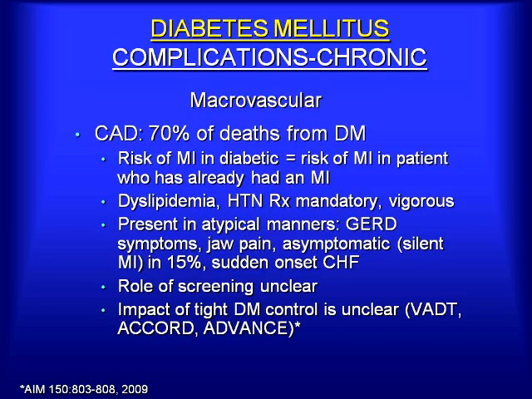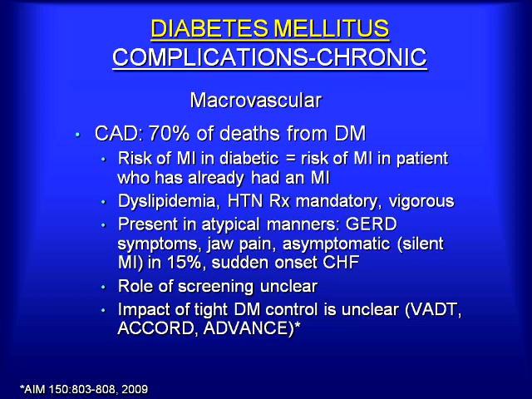Having said all of that, it's not peripheral neuropathy, it's not the eyes, it's not the kidneys that kill diabetics, it's macrovascular disease. By far, for the majority of type 2 diabetics, what kills them is macrovascular disease, coronary disease. 70% of all deaths from type 2 diabetes are related to coronary disease. The risk of an MI in a diabetic is equal to the risk of an MI in a patient who has already had an MI. So the risk is clearly there. Dyslipidemia and hypertension therapy is mandatory in this.